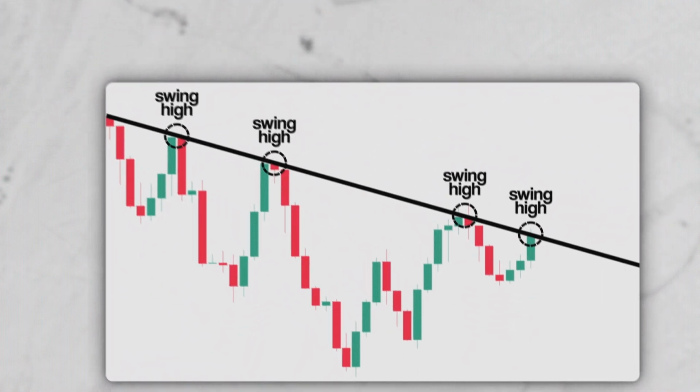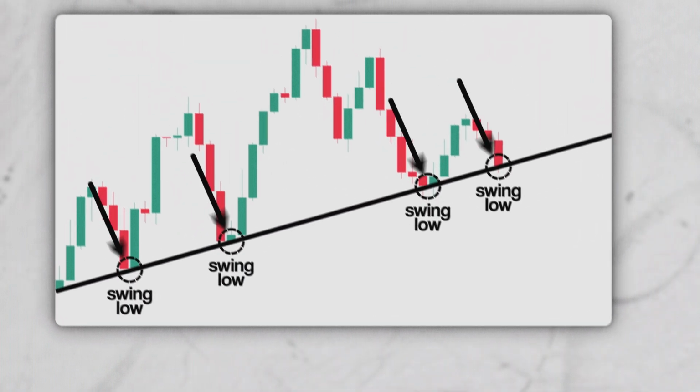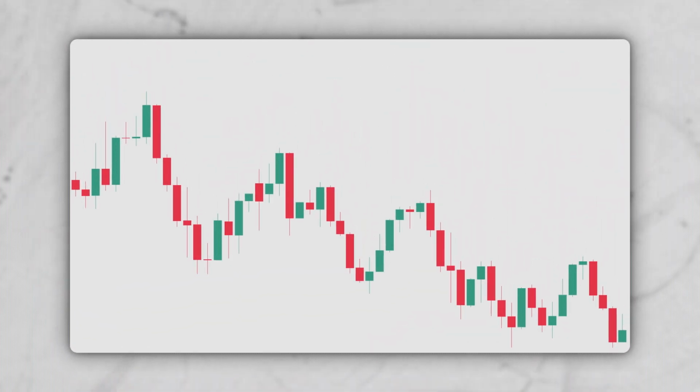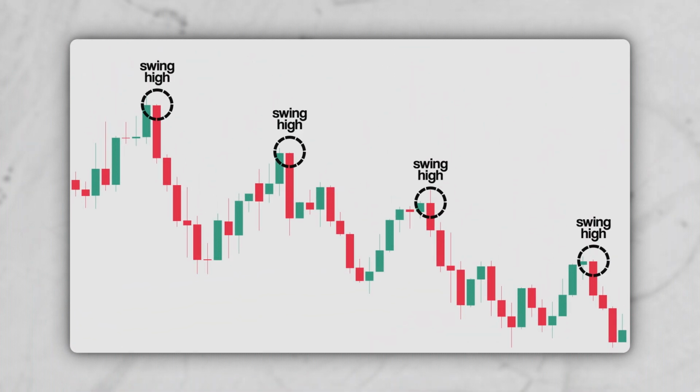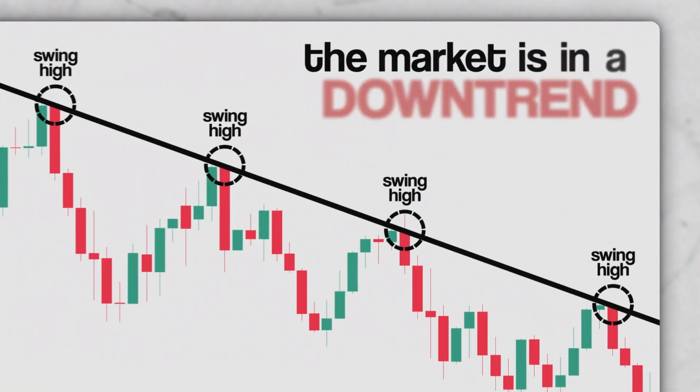A swing high is a peak before price starts moving down. A swing low is a bottom before price starts moving up. For example, on this chart, we can see a series of consecutive swing highs. When we connect them with a line, we get a trend line. Each new swing high is lower than the previous one, which tells us that the market is in a downtrend.